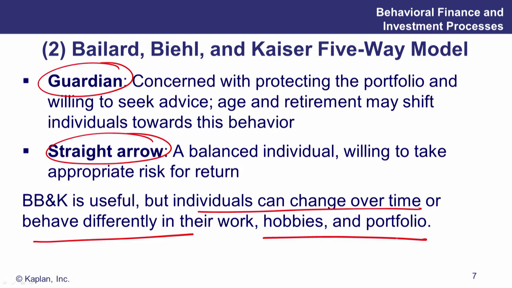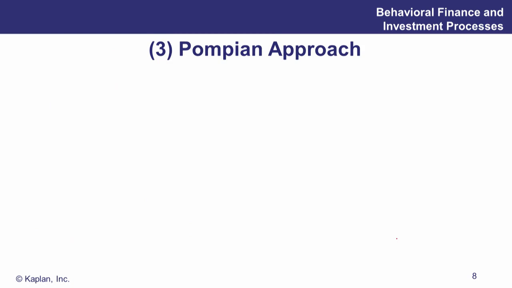The third system is probably the most comprehensive one. It's called the Pompian approach. They're all named after the people that came up with these approaches. The key thing about the Pompian approach is it's not just a model, but it's a full-on process, a full-on approach to sitting down with an individual, talking to them, understanding their psychology, their behaviour, and then putting them on a spectrum, if you like, and then thinking about the behavioural biases that they might exhibit.